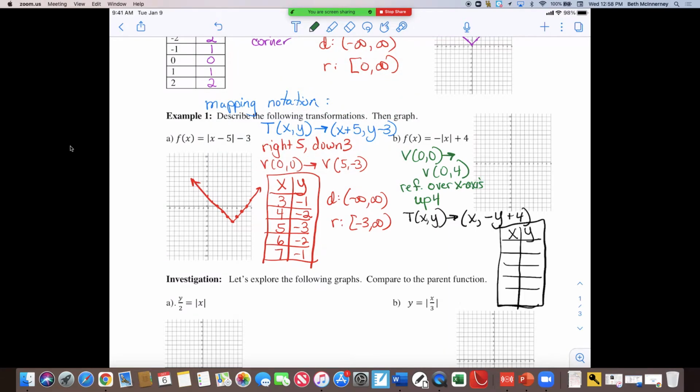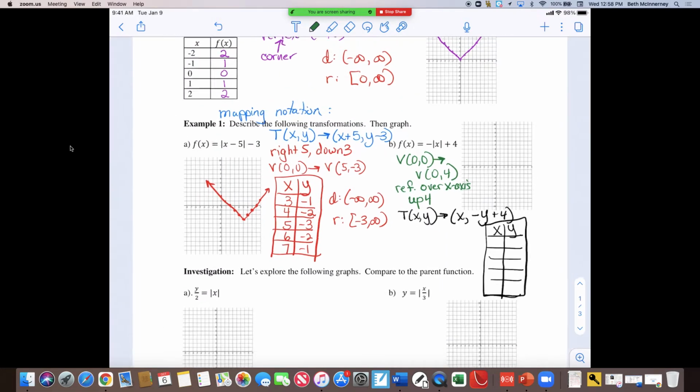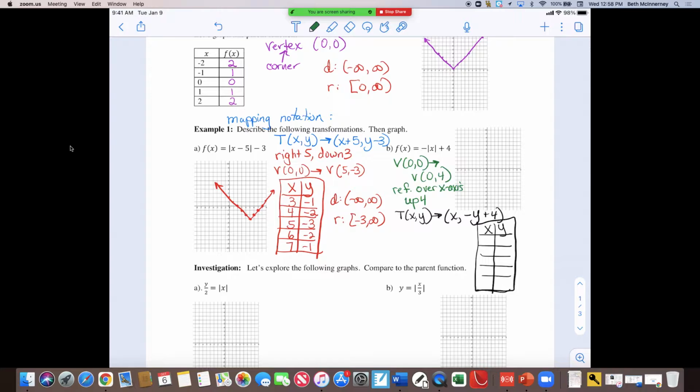All right, so watch what we're going to do. We're going to be looking at the parent graph. We're going to look at the parent function here, the -2 to 2. My x values are the same. So we're just going to go -2, -1, 0, 1, 2. Nothing happened to the x values.